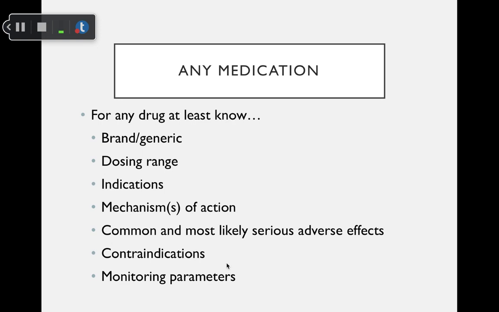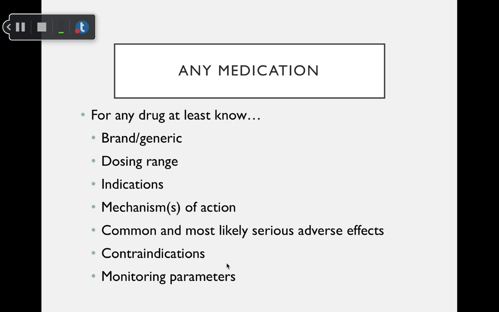Here's where your money comes in. For any medication, you need to at least know the brand and generic, the dosing range. So what's acceptable? What needs to be dose adjusted based on renal function or hepatic function? The indications for that drug. So why is this patient on warfarin? Are they on it for AFib? Are they on it because they had a DVT? Well, how long ago was that DVT? Do they still need to be on it? So these are questions that you should ask yourself every time you see a medication list.